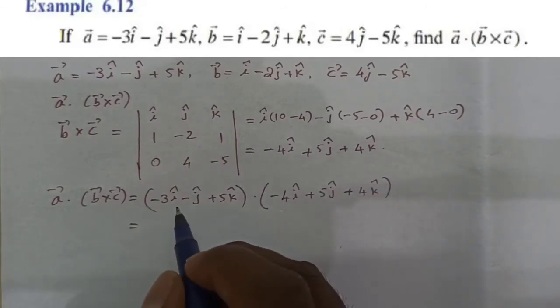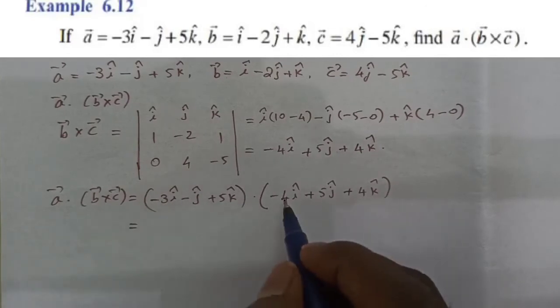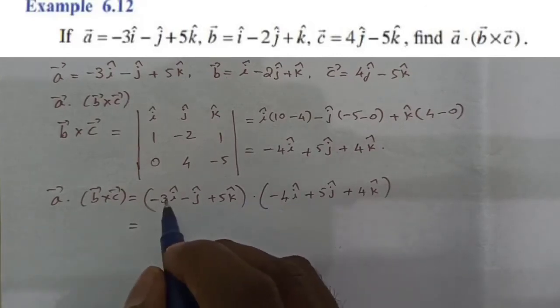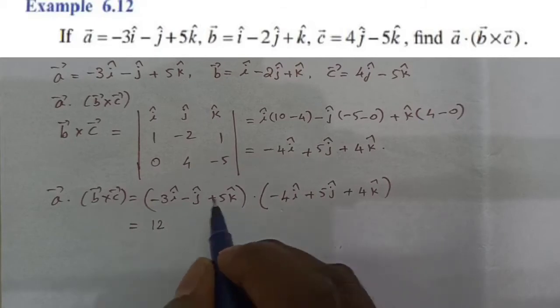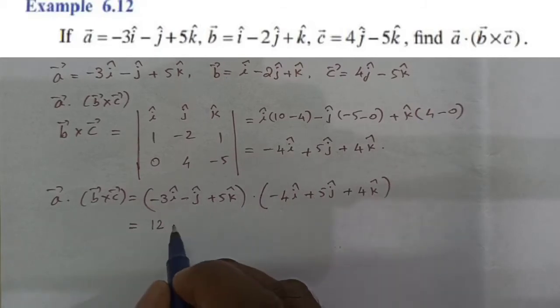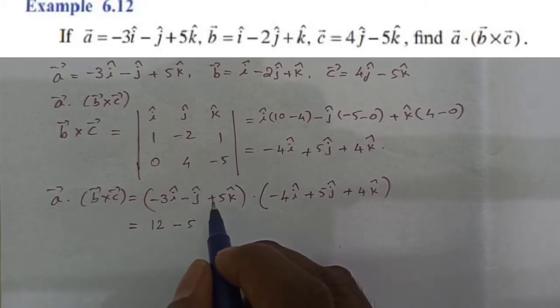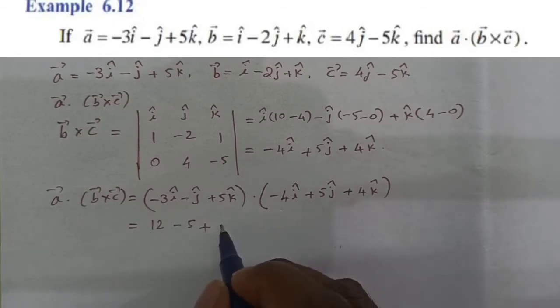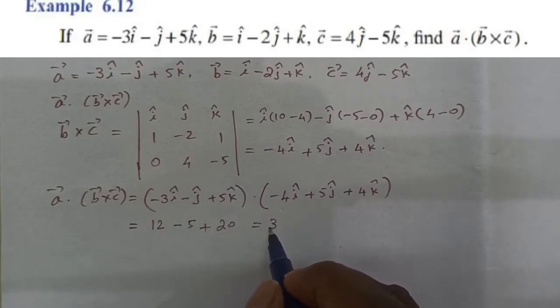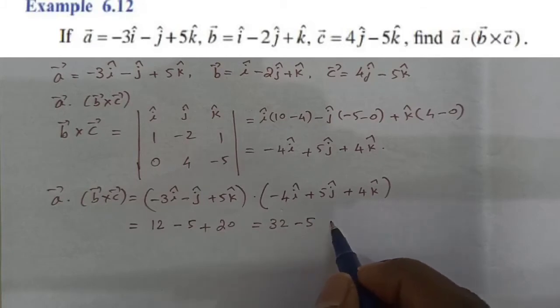Okay, the dot product: -3 into -4 is plus 12. Next, -1 into 5 is -5. Next, plus 5 into 4 is 20. So 32 minus 5, which is equal to 27.